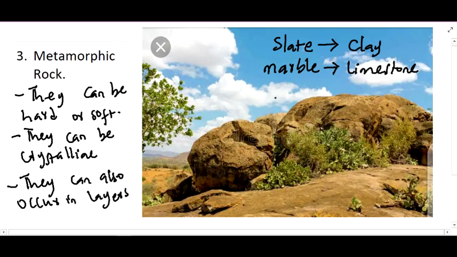Another example we have is gneiss. Gneiss is formed from granite. And then we also have schist. Schist is formed from shale. Now you see something about these is that they are formed from pre-existing rock that have been existing over time. That is how your metamorphic rocks are formed.